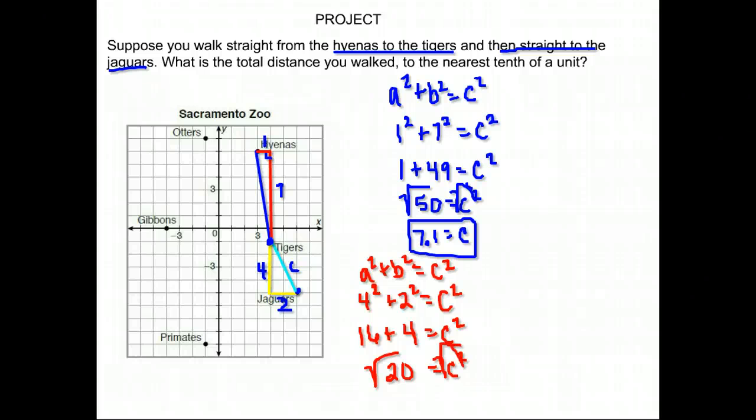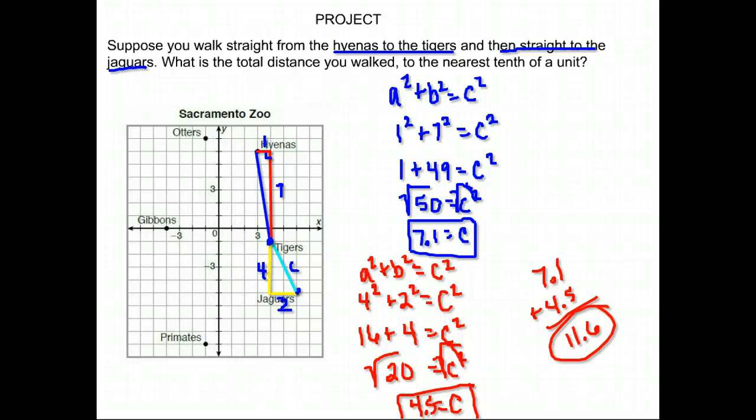To get rid of a squared, we do the square root of both sides. And the square root of 20 is about 4.5. So the distance on that part of our journey was 4.5. So our total distance is 7.1 plus the 4.5, or 11.6 units. Okay? So this is an example of how you could solve that problem using the Pythagorean theorem instead of the distance formula.